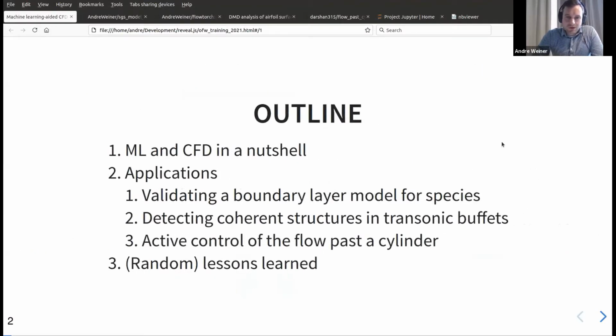What I'm going to talk about today is first a small overview of how to combine machine learning and CFD applications. Then the main part of the talk will be about actual applications. And finally, I have assembled a couple of lessons that I learned throughout the last years working in this field.